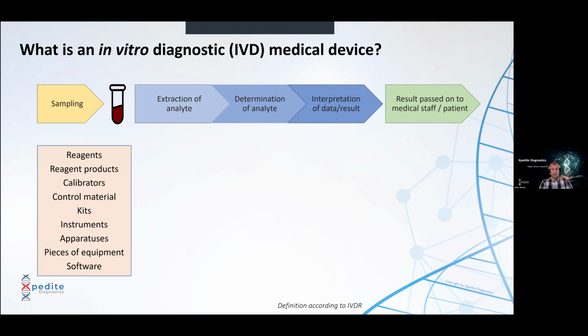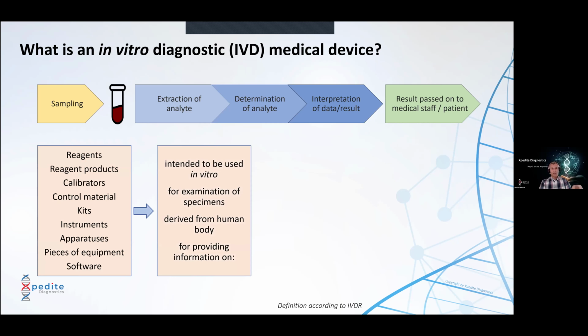So in the IVD regulation, this device comprises things like reagents, reagent products, calibrators, control materials, kits, instruments, also software that is intended to be used in vitro, that's why IVDs, for the examination of specimens derived from human bodies. So it's clear the IVD regulation is only applicable to human diagnostics, not to veterinary diagnostics or anything else.